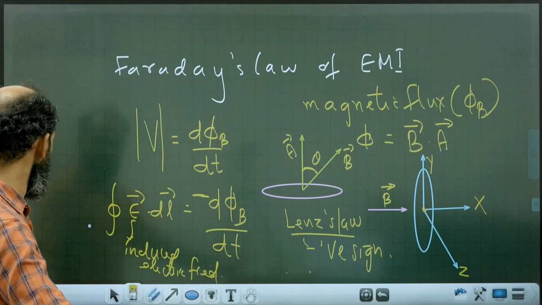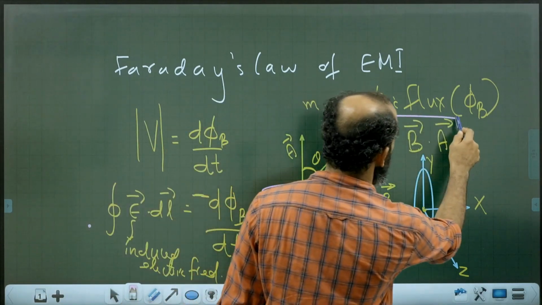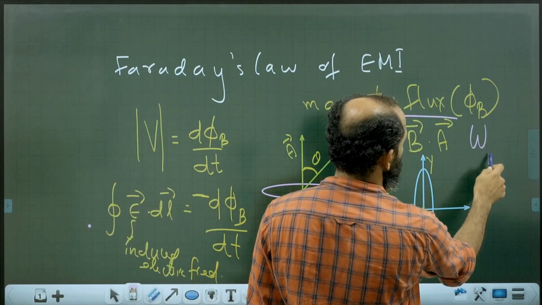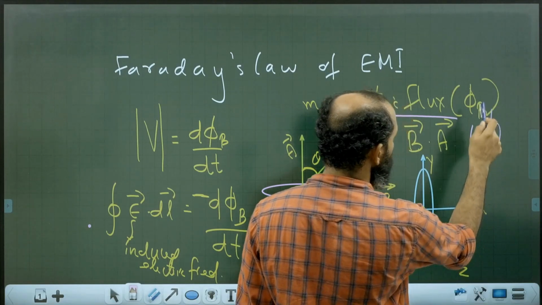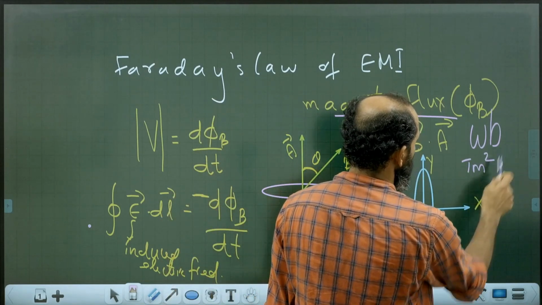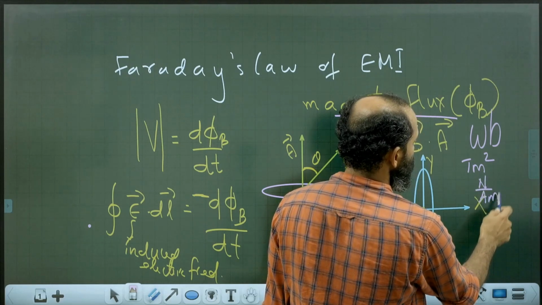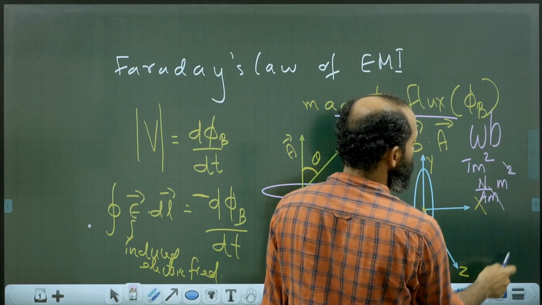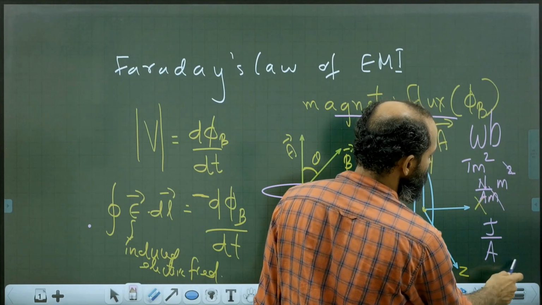What is the unit of magnetic flux? Let us see. Unit is Weber, written as Wb, or Tesla meter square. Tesla means Newton per ampere meter. So Newton per ampere meter into meter square is Newton meter per ampere. Newton meter per ampere is joule per ampere.